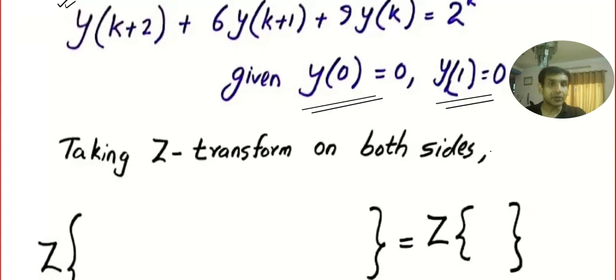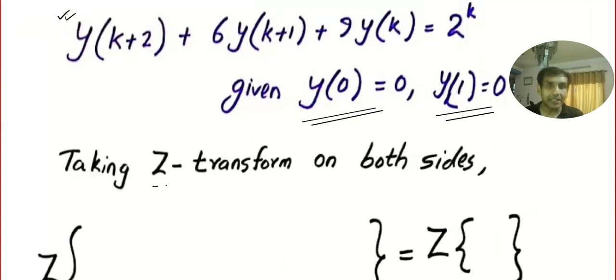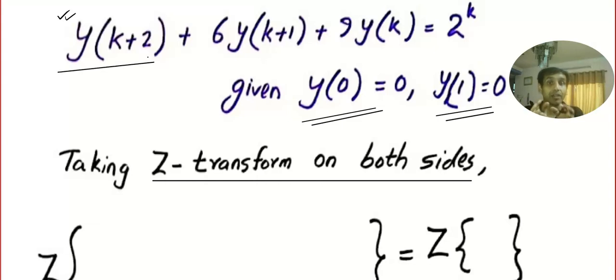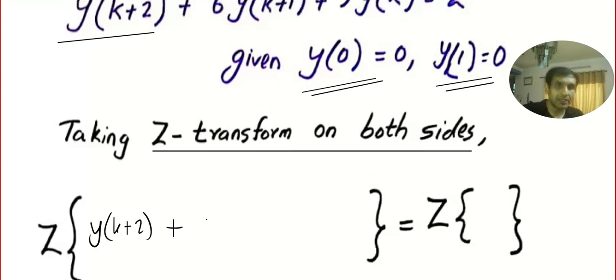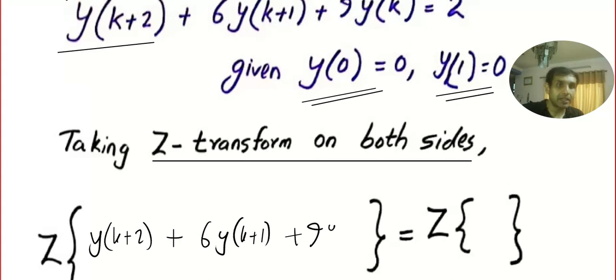The next thing to do is take Z transform on both sides. Don't forget the working rule. It's so simple. Convert it into any comfortable notation. Take Z transform. So I'm going to take Z transform. Here we have y_{k+2}. I just copy the equation. Plus 6 times y_{k+1} plus 9 times y_k is equal to 2 to the power k.